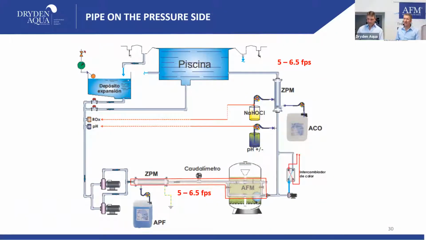Like we mentioned, anything pressure side is anything after the pump. We recommend between 5 to 6.5 feet per second. This is true between the pump and the filter and the filter and the pool. Okay.